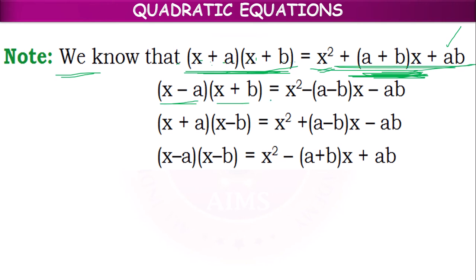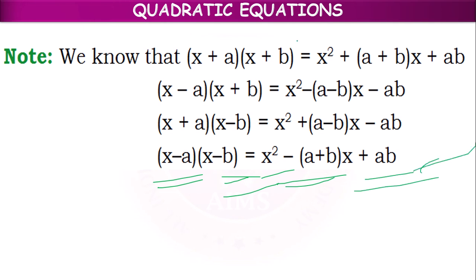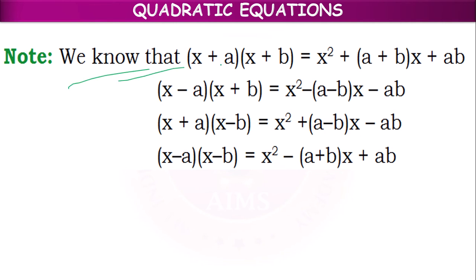Suppose if we multiply x minus a, x minus b, then we will get x square minus of a minus bx minus ab. Suppose if we multiply x plus a, x minus b, we will get x square plus of a minus bx minus ab. If you multiply both x minus a and x minus b, x square minus a plus b of x plus ab will come. So you have to remember all these shortcuts, children, so that while solving the problems it will be useful to you.